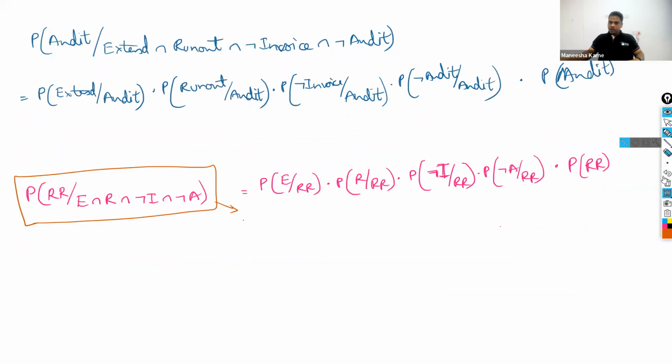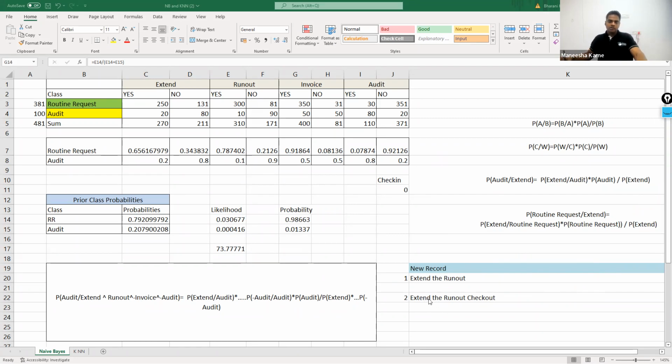Now, let me take a new request. What is a new request? Say, extend the runout checkout. Do we have the word extend? Wonderful, we have. Do we have the word runout? Yes. But we do not have the word invoice. We do not have the word audit. From the historical data, only 2 words are there, 2 words are not there. Fine. But there is a new word that is appearing. What do we do with this?